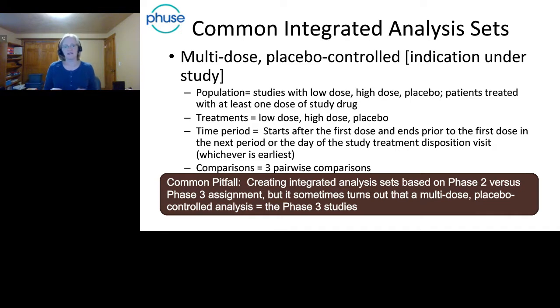But it's because these studies had the same doses, and that makes them more poolable, right, or more combinable. It is not because they were phase 3 or phase 2. So the assignment of phase 2 or 3 is really not important. What's important is the design of the study.